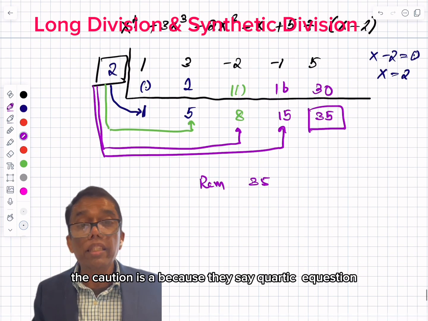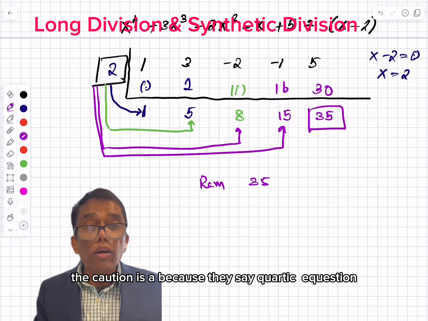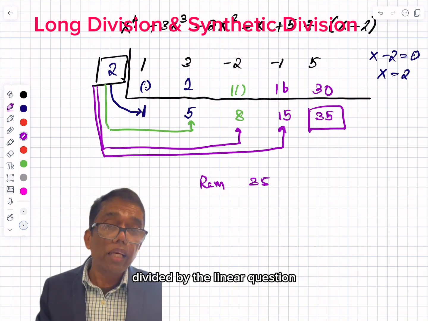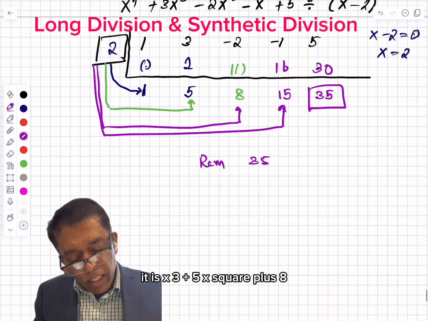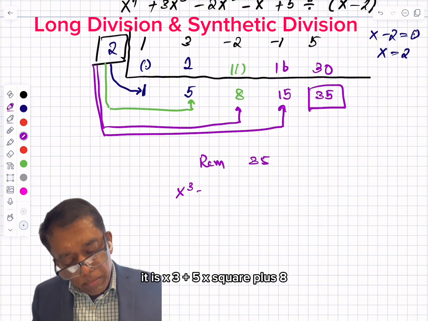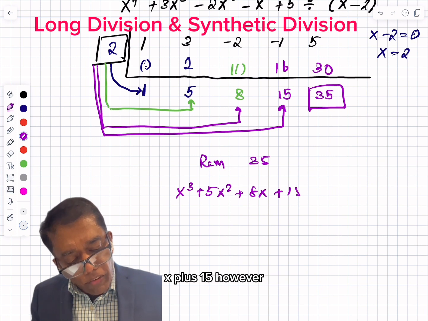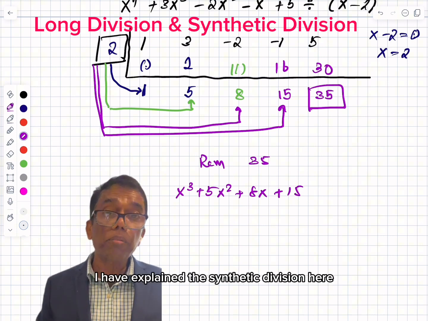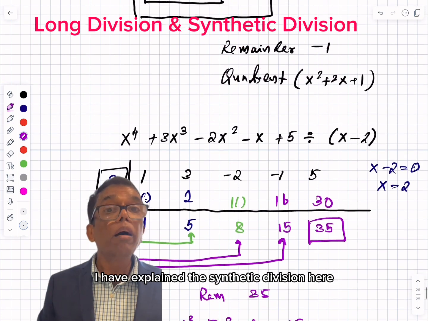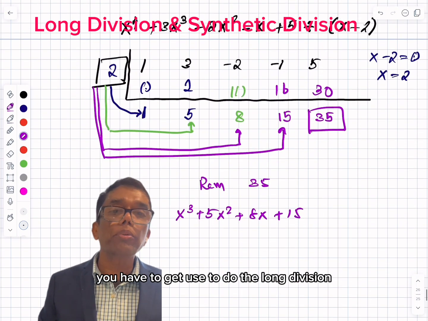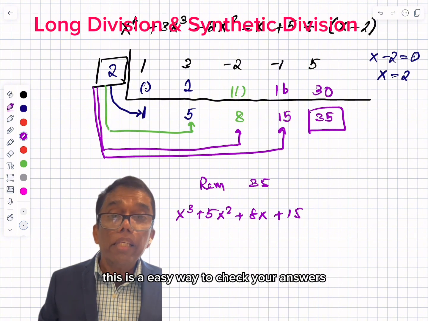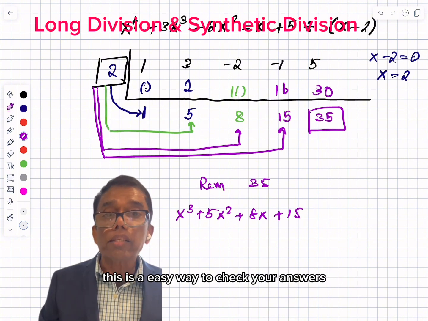Because it's a quartic divided by a linear expression, the quotient is a cubic: x^3 + 5x^2 + 8x + 15. I have explained synthetic division here, but if you are asked to do long division, you have to get used to doing long division. This is an easy way to check your answers.